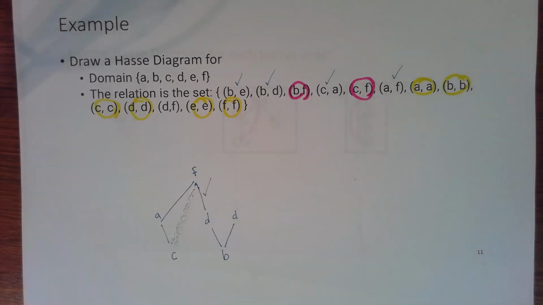Okay, so that is what a Hasse diagram looks like, and much easier to quickly interpret than if we had included every single one of those edges.